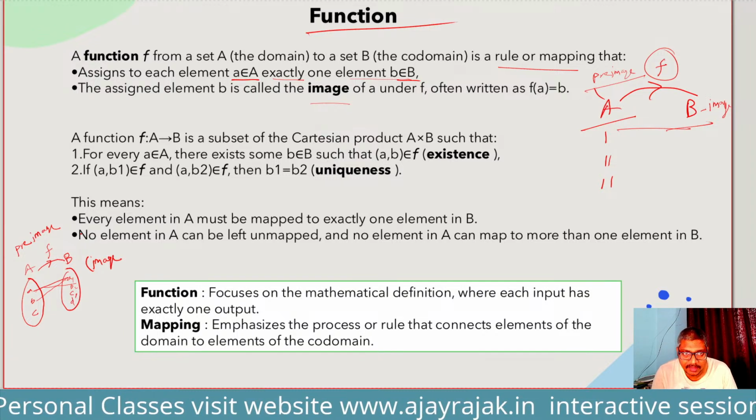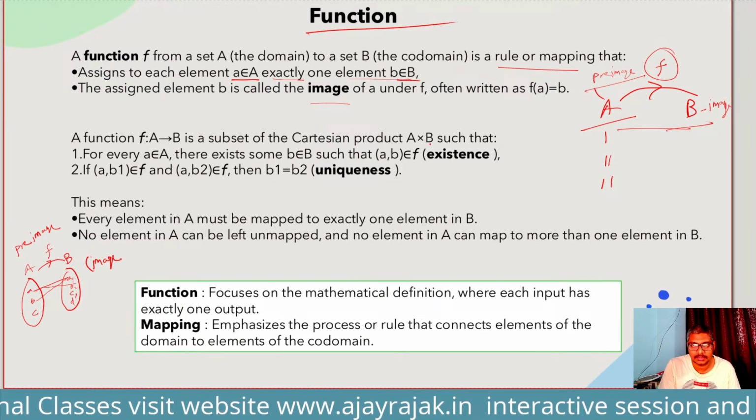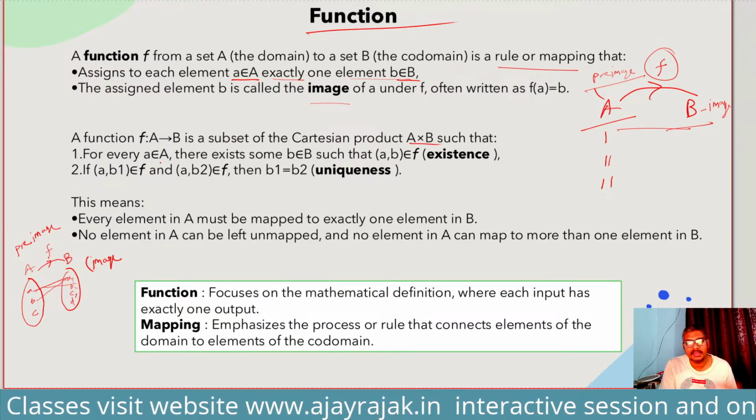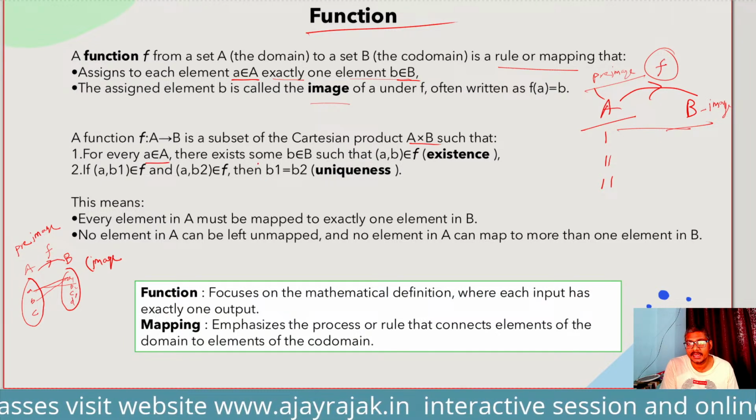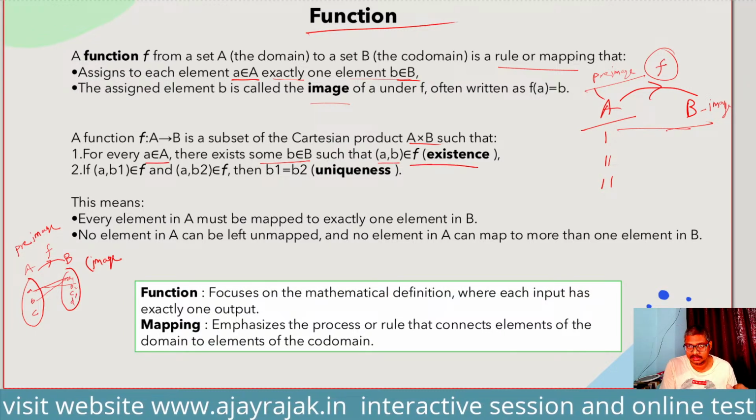So a function f from A to B is a subset of the Cartesian product A cross B such that for every element a belonging to A, there exists some b belonging to B such that (a, b) belongs to the function.